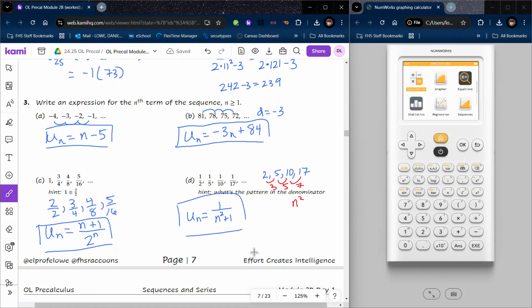And for working with these without a calculator, we're trying to find the patterns. And in finding the patterns, we want to be able to demonstrate our understanding. In the next video, we'll talk about how to do this work with a calculator.